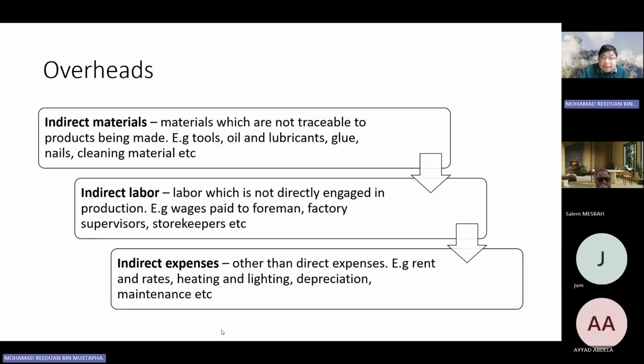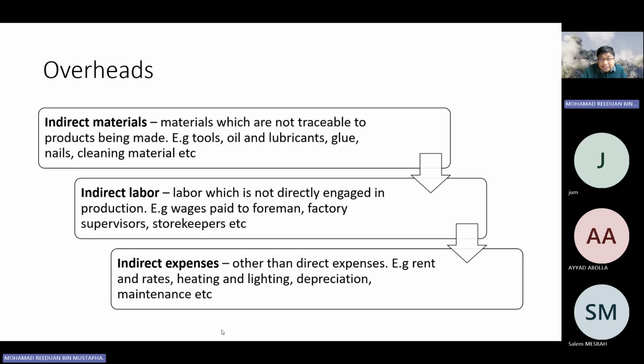Okay, so what is the overhead? This is very important. We just now understood about overhead, but now we want you to understand more what overhead is all about. Because if you miss this part, you cannot differentiate which one is the overhead, and which one is direct material, direct labor, and direct expenses.